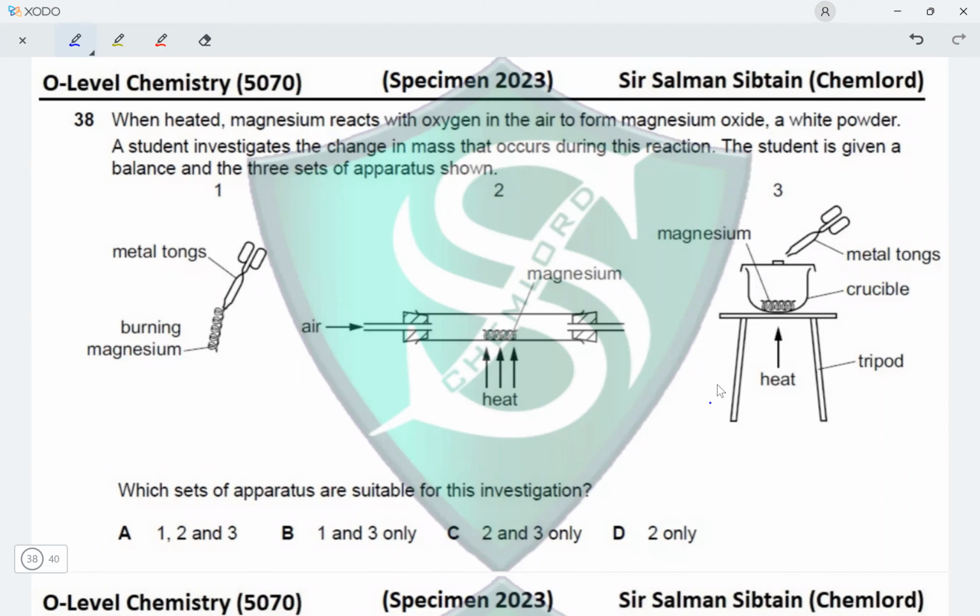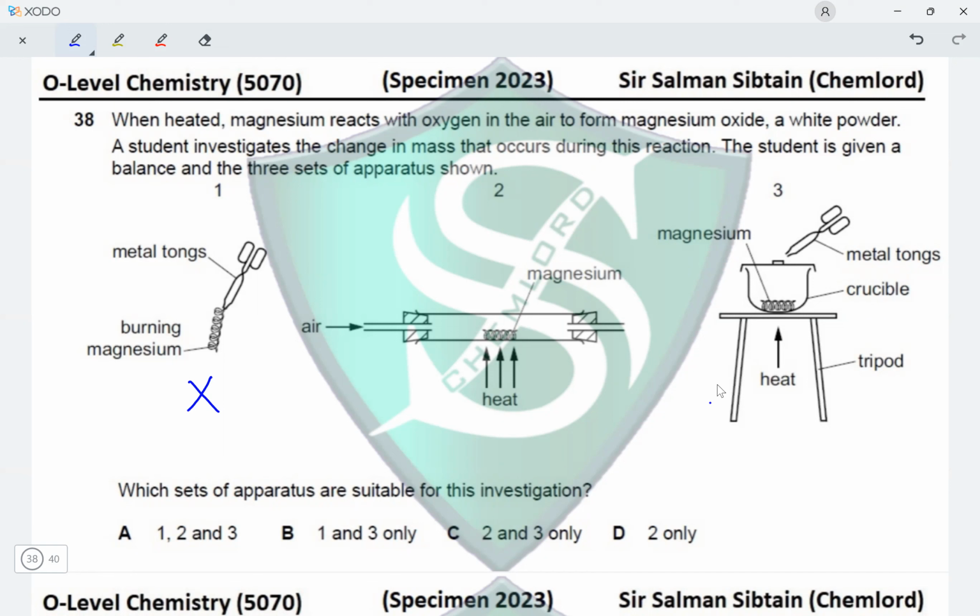Okay. So in experiment 1, metal tongs are used and magnesium is burnt in flame. So if the magnesium oxide is produced in this case, it will just drop off and it cannot be measured. So the setup of apparatus 1 is incorrect for the required investigation.